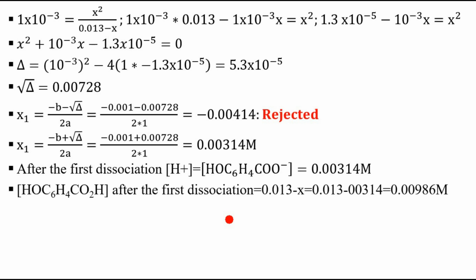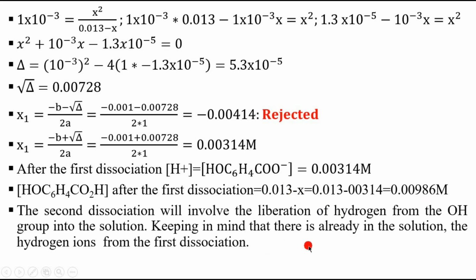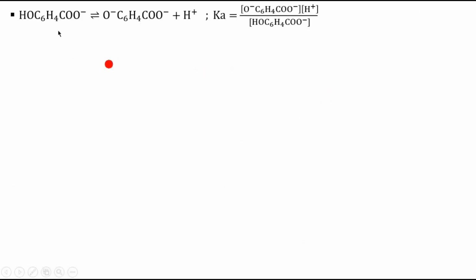So after the first dissociation, X is equal to H plus. Then the remaining undissociated acid will be equal to 0.013 minus X. The second dissociation will involve the liberation of H plus from the OH group, keeping in mind that we also have the hydrogen dissociated in the first step. So this one dissociates, liberating also the H plus from the hydroxide.